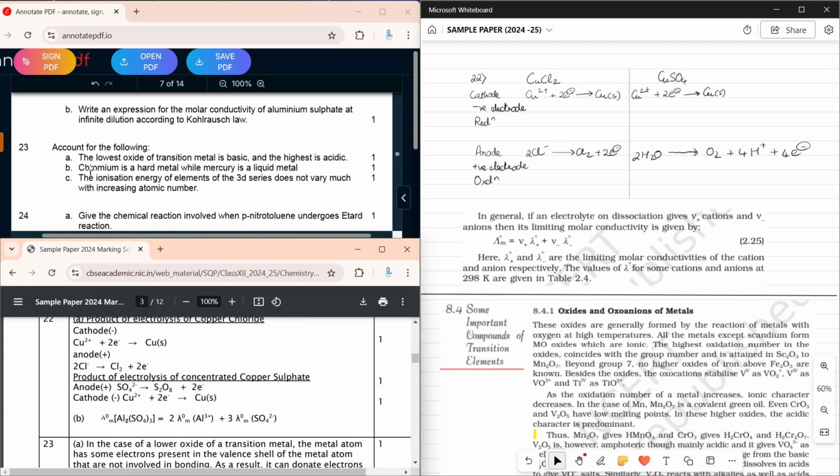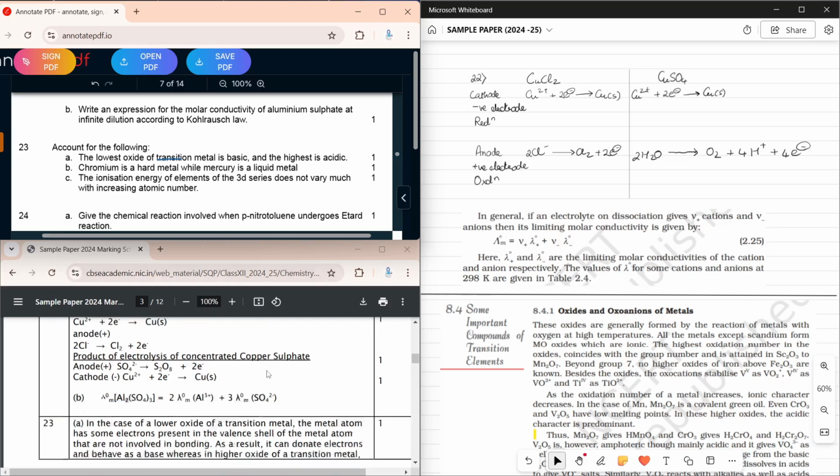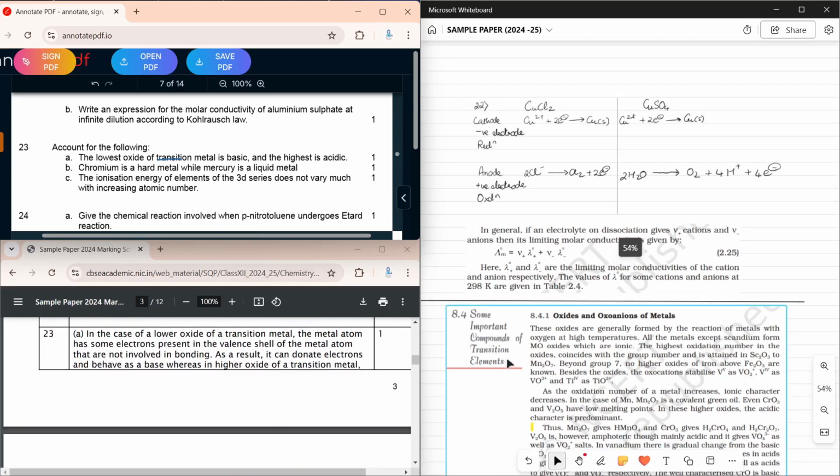Okay, now the next question, question number 23. Account for the following, and we have three, give the reasons why, and each of them is 1 mark. The lowest oxidation state transition metal oxide is basic and the highest is acidic. Since the word transition metal has come up, we can safely assume it's from the chapter D and F block. By the way, this is actually a textbook exercise question, 8.25, the first part. They've given you the exact same question that is in your textbook.